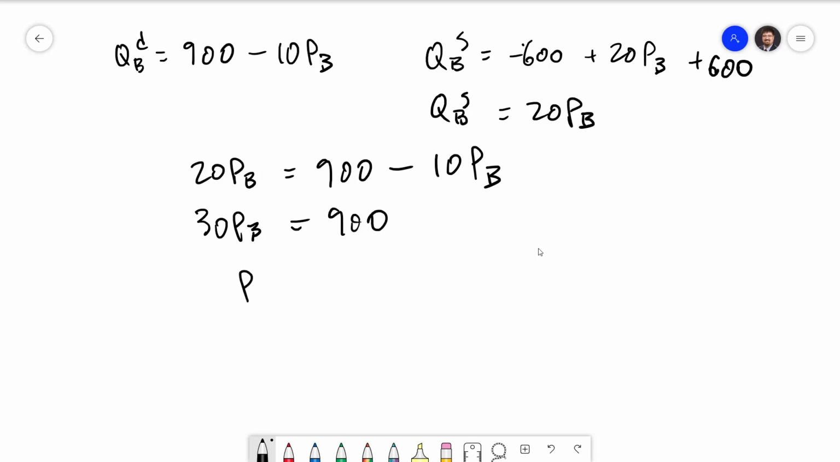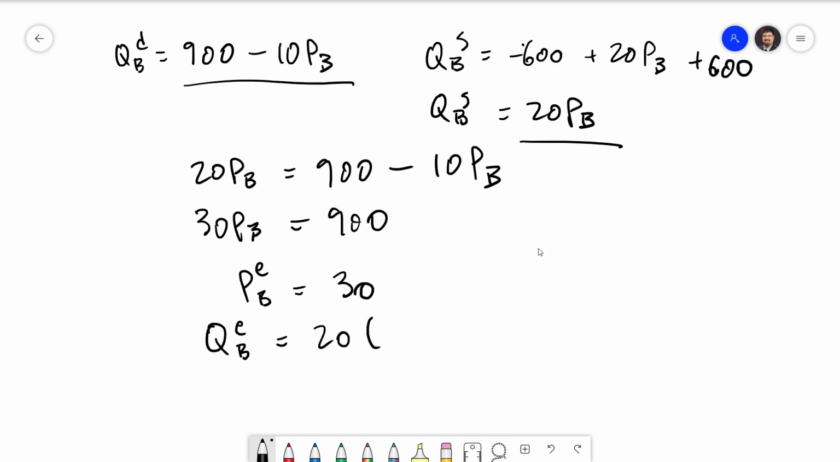Divide both sides by 30. 900 divided by 30 is 30. I'll put an E on that for equilibrium. To figure out our equilibrium quantity, we plug the 30 back into either one of these. In this case, the supply function's easier, so I'll do that. 20 times 30 is 600.